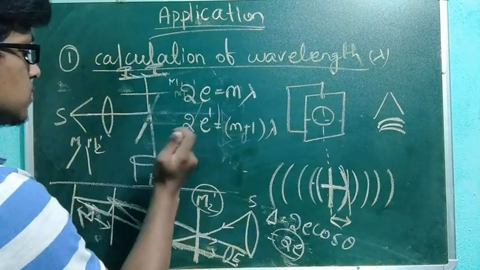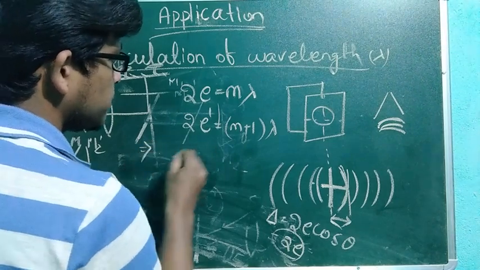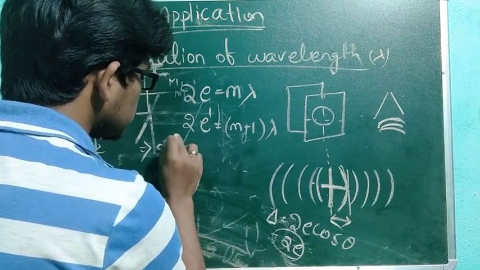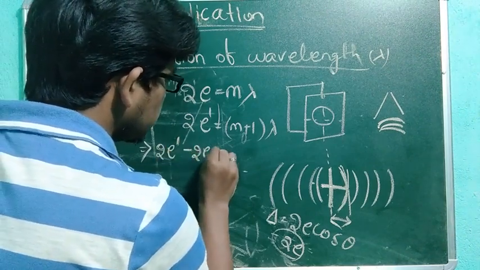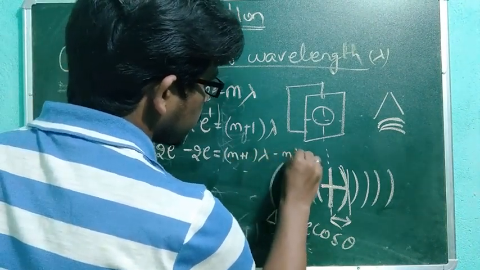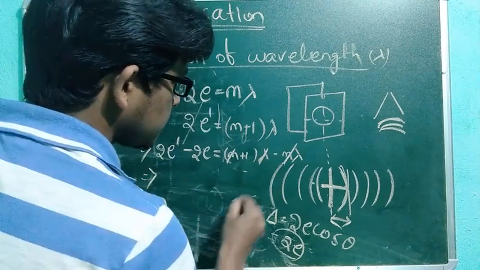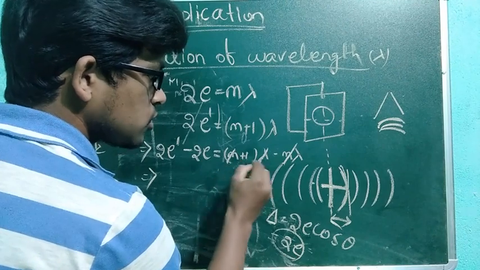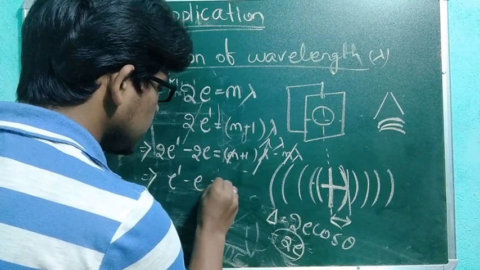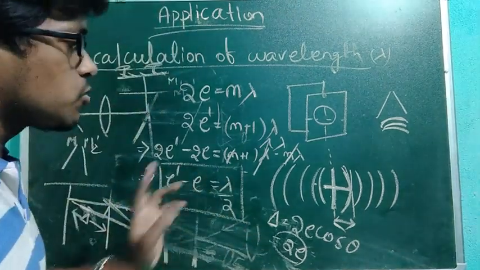Let's do some subtraction. That means 2e dash minus 2e equals m plus 1 lambda minus m lambda. This m lambda gets cancelled. So what is left? This lambda is multiplied with 1, so it will give 1 lambda. So your e dash minus e will be lambda by 2. Remember this one? We will use this one in a case.